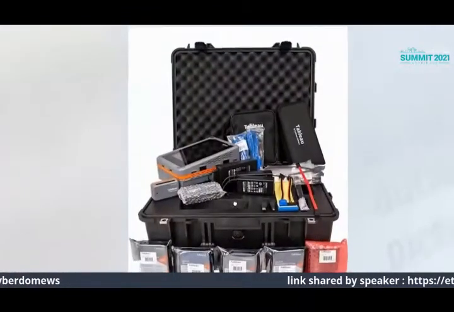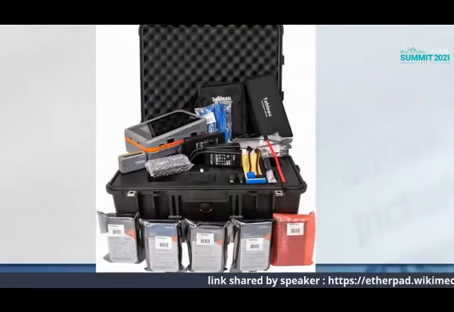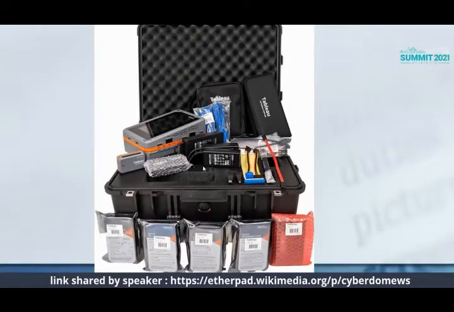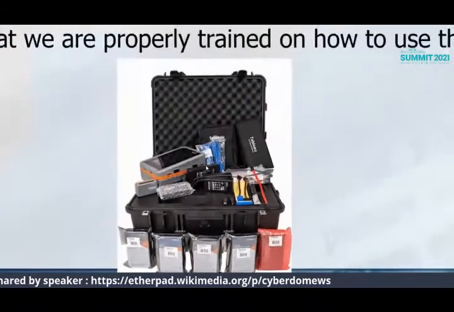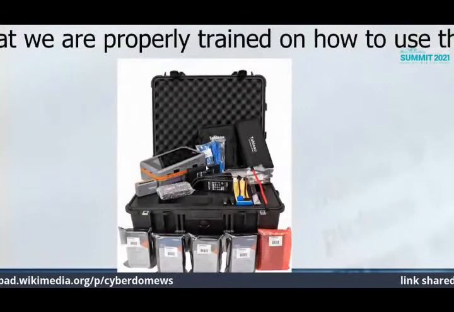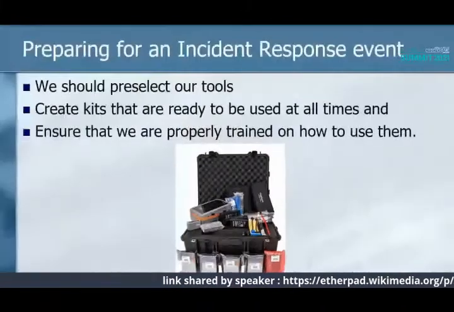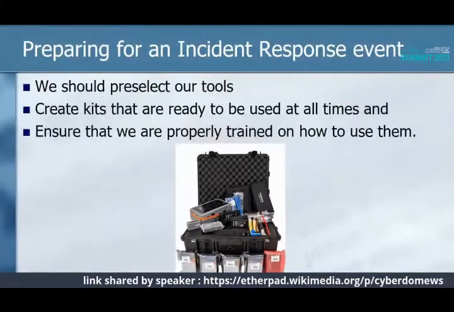I'll explain all the hardware things shown in this picture. There are a lot of things. This is a portable toolkit that we will use to carry to a crime scene. This portable toolkit contains all the necessary and essential hardware to conduct a forensic investigation. So I have told you that we need to be prepared.